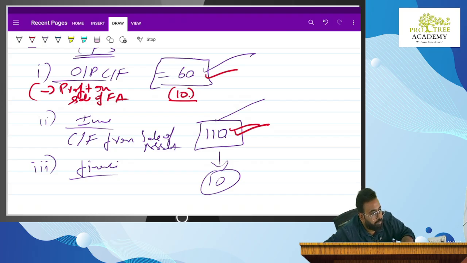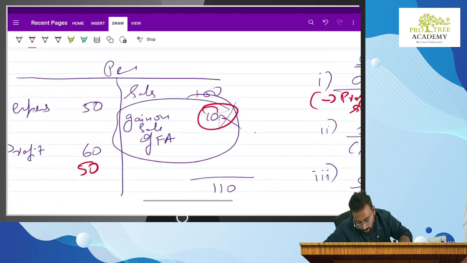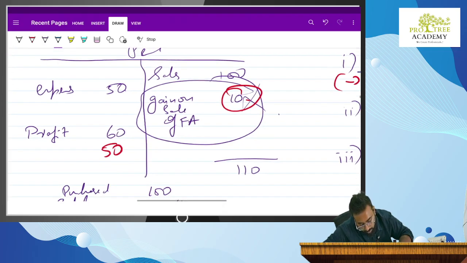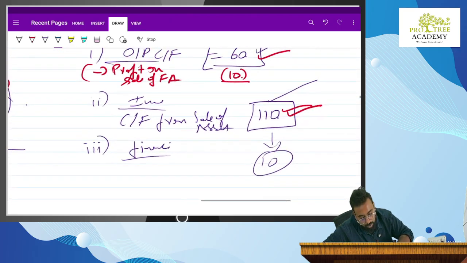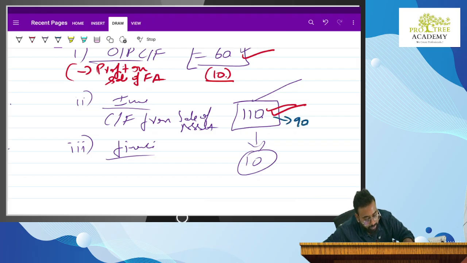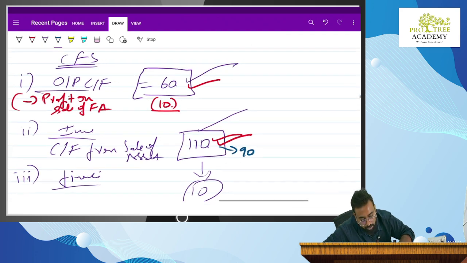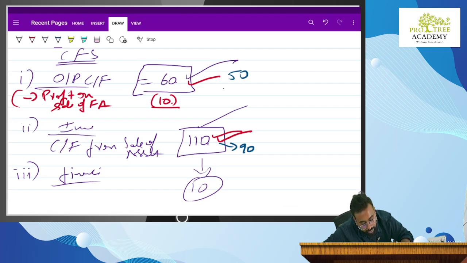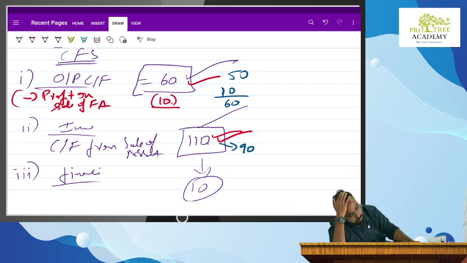Correct? Everybody? Now let's take example of loss, sir. If there was a loss, what would have happened? Because loss would have come here. Then my profit would have come to 50. Correct? But here I would have taken 90. Already loss is shown here. Correct or no? Again, why do we have to show loss here? So we would have added back 10. Understood the logic?